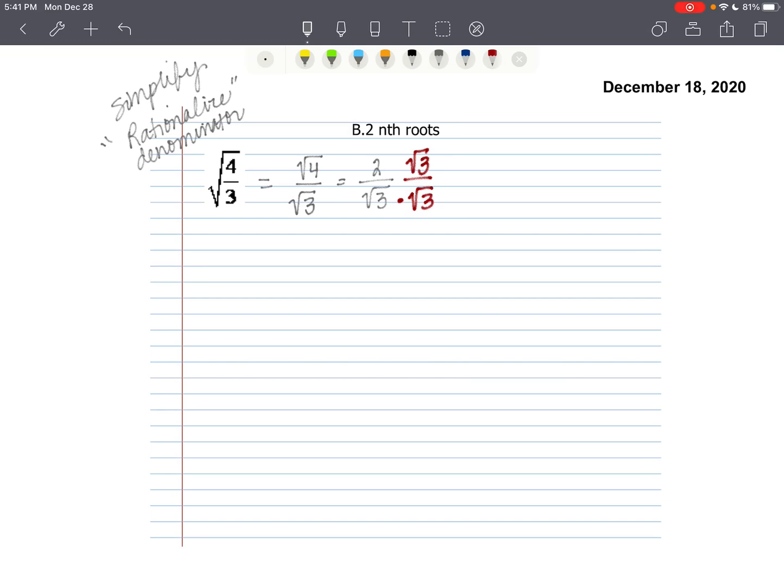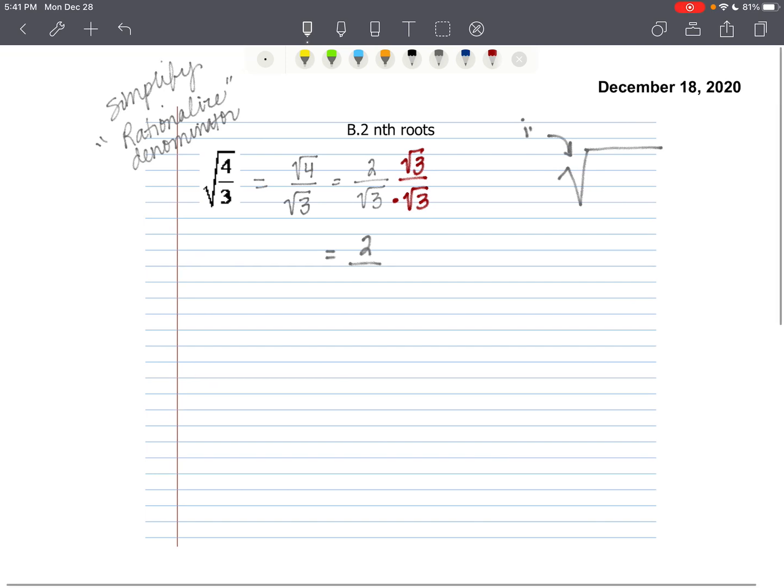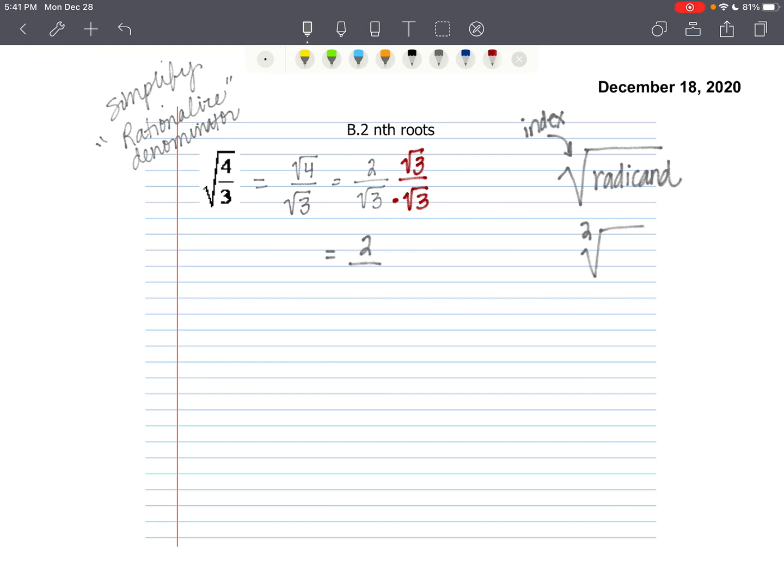The reason why we're going to multiply by the square root of 3 is because the square root multiplied by itself is going to equal the radicand. So here you have a radical sign. Sometimes there's a number in this little position right here, and it's called the index. When there isn't a number in there, it means the square root. So for instance, the square root of 25 is 5.